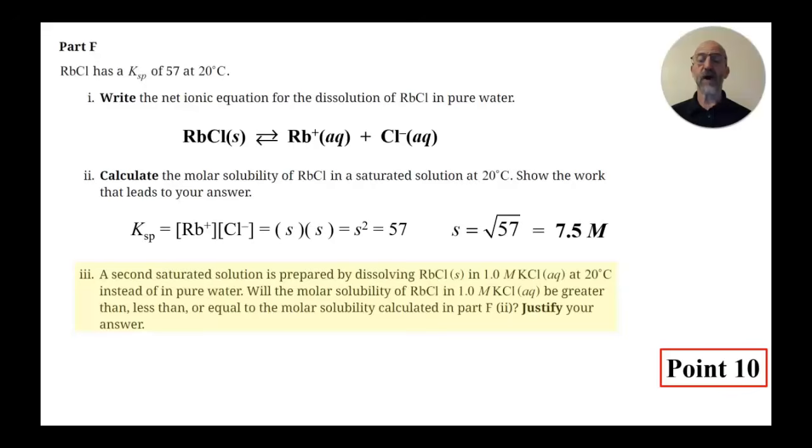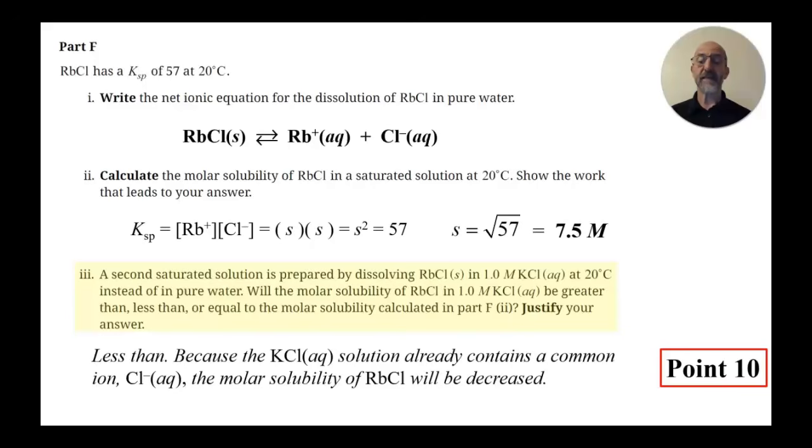So will the molar solubility of rubidium chloride in 1 molar potassium chloride be greater than, less than, or equal to the molar solubility calculated in part FII? Justify your answer. So what's happening here with the common ion effect is that the solubility of rubidium chloride should be decreased in the presence of a common ion. So this is what I said, less than, because the potassium chloride solution already contains a common ion, the chloride ion, the molar solubility of rubidium chloride will be decreased.